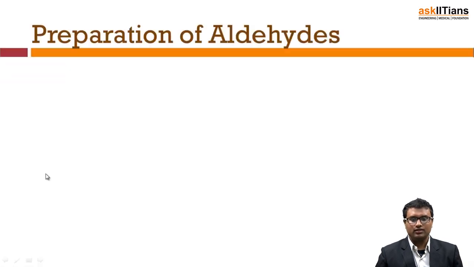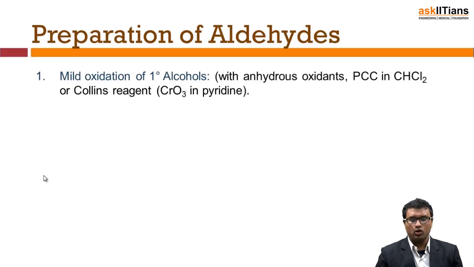So let's first discuss the preparation of aldehydes. How can you prepare aldehydes? The first important preparation technique is mild oxidation of 1 degree alcohols. If you have 1 degree alcohols, you can oxidize them with certain oxidants, like PCC, pyridinium chlorochromate, in the presence of CaCl2, or you can take Collins reagent. You just take CrO3 in pyridine, and you can oxidize your 1 degree alcohols.